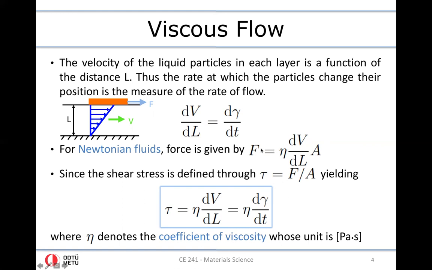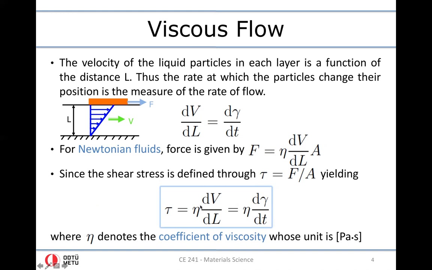So what you can do is divide both sides of this equation by the cross-sectional area to obtain shear stress, as you recall from the preceding chapters. Then the shear stress can be written as the coefficient of viscosity times the velocity gradient, or equivalently, as we will use it in the upcoming slides, the coefficient of viscosity times the rate of the strain, in this case, shear strain.